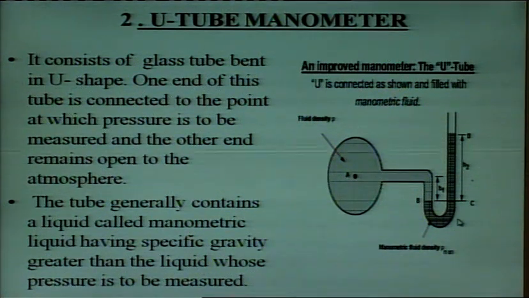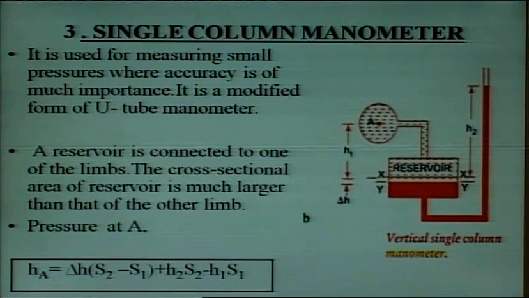One end of this tube is connected to the point at which the pressure is to be measured and the other end remains open. So let us see, this U tube is connected here and the other end is free. The tube generally contains a liquid called manometric liquid having the specific gravity greater than the liquid whose pressure is to be measured.